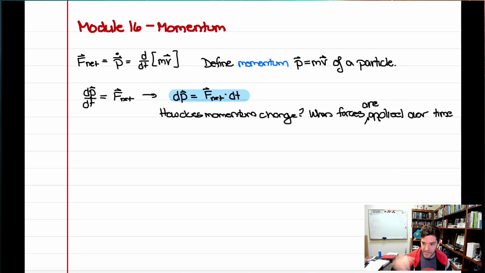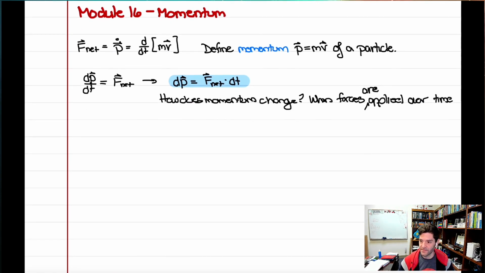How can you change momentum? What I've highlighted says that momentum is changed when forces are applied over time. And thinking ahead, you might remember, how does kinetic energy change? Kinetic energy changes when forces are applied over distances, which is different, right? So there are different ways in which different quantities can be exchanged amongst different systems.